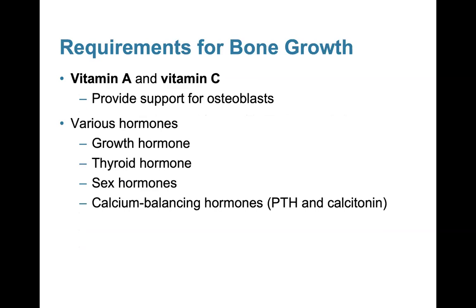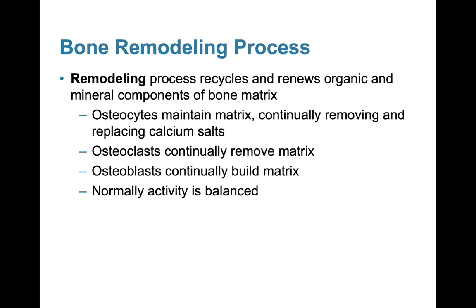Vitamin A and vitamin C provide support for osteoblasts. Various hormones, growth hormone, thyroid hormone, sex hormones, and then calcium balancing hormones, PTH and calcitonin, can all aid in bone growth. Now, bone remodeling, this is a process that recycles and renews organic and mineral components of bone matrix.